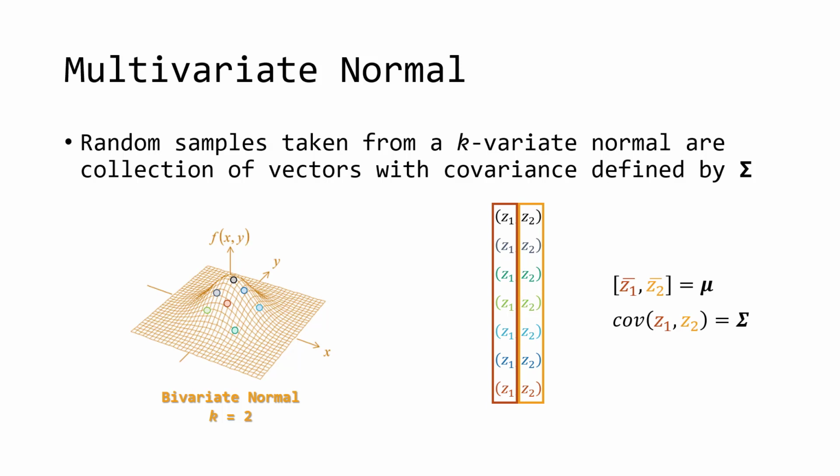The right side shows a list of points sampled from the density on the left. If you take the mean of each column in this list, you get back the mean vector of the bivariate normal. If you compute the covariance between the two columns, you get the elements of the covariance matrix back.